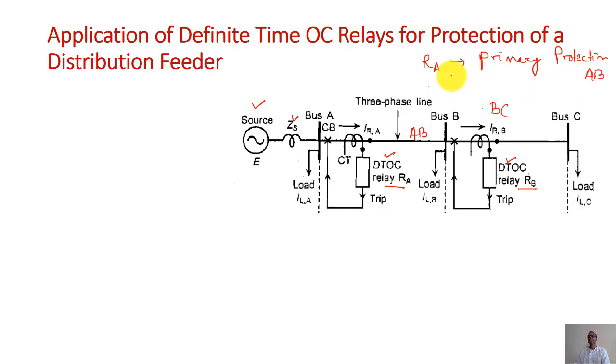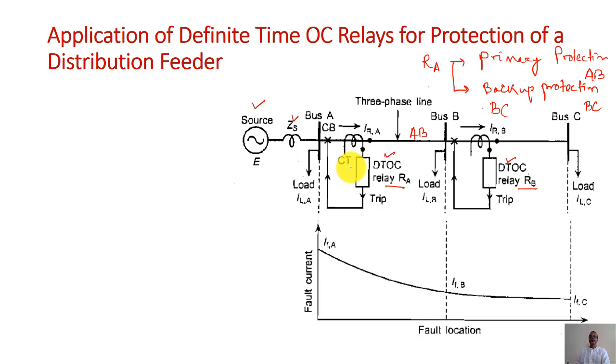And it also provides backup protection to section BC, right? Okay. So now we can see how the fault current varies based on the fault location. If the fault location is here somewhere, we'll get the largest fault current. Then gradually, as the distance increases, the fault current gradually decreases, and finally at point C, the fault current will be less, right? Okay.